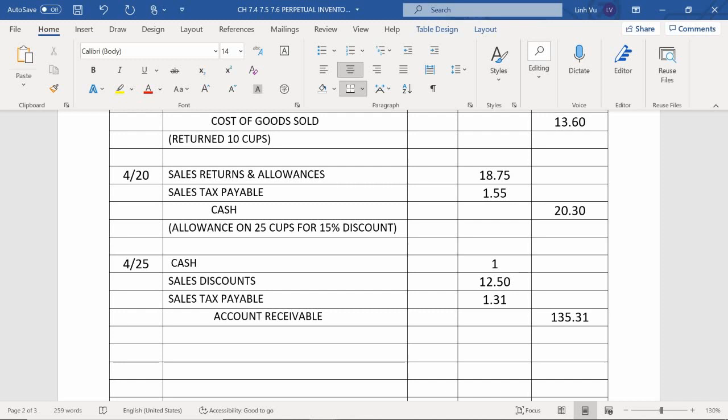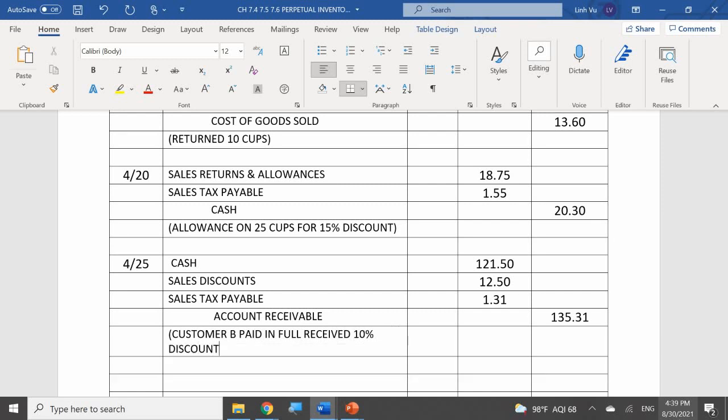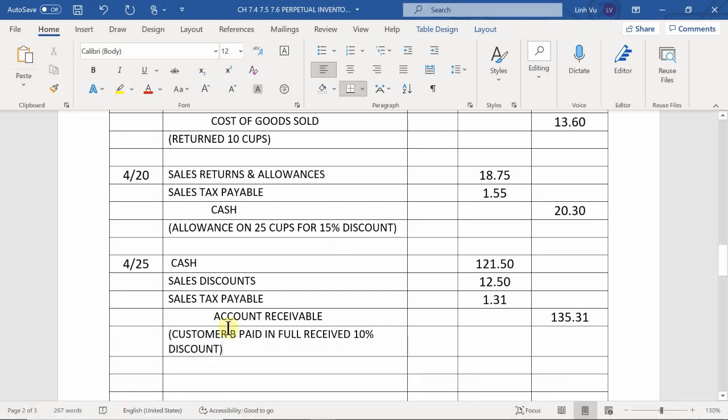121.50, no? 121.15, you said? 121.50. Okay. Good. 121.50. And your final note here is to say that customer B paid in full, received 10% discount. Okay. And that is it.